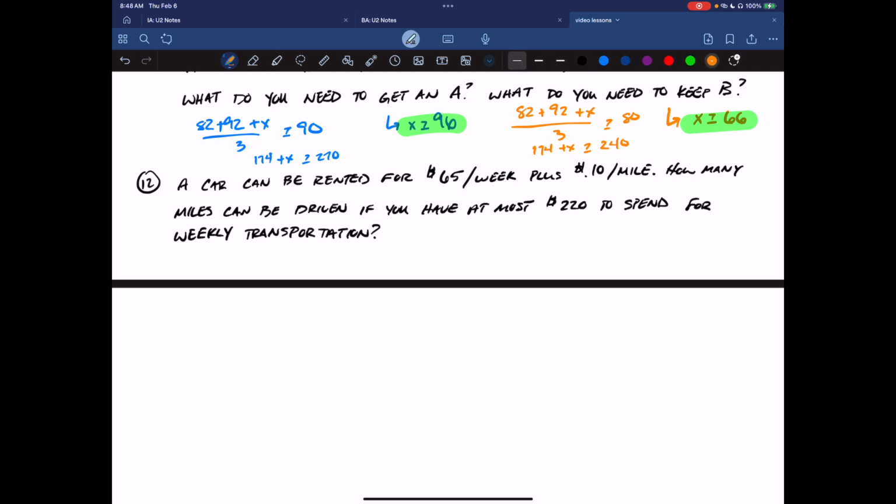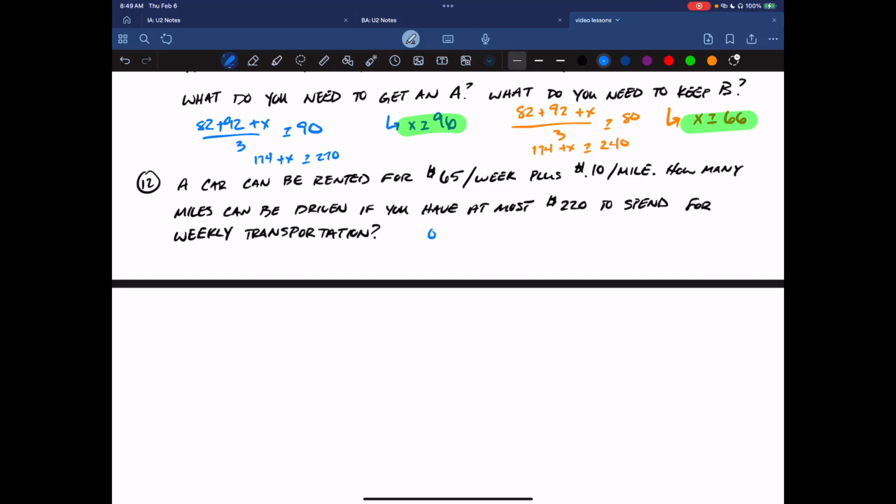All right, last problem. A car can be rented for $65 a week, so that's a flat rate, plus a mileage fee of 10 cents a mile. How many miles can be driven if you have at most $220 to spend for the weekly transportation? Okay, well, the 10 cents, that's going to be next to my variable, because if I go 1 mile, it's 10 cents, 2 miles is 20 cents, 3 miles is 30 cents, so on and so forth.